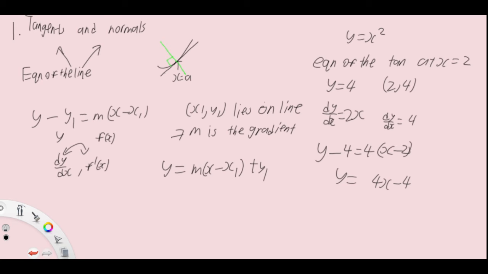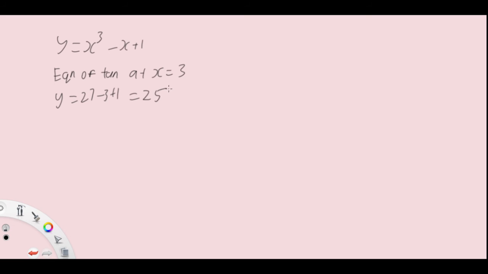Let me show you another example for tangent. Let's say we have another graph, y equals x cubed minus x plus 1. And let's say we want to find the equation of the tangent at x equals 3. So at x equals 3, we have y equals 27 minus 3 plus 1 equals 25. And therefore, the point (3, 25) lies on the curve and also the tangent line at x equals 3.